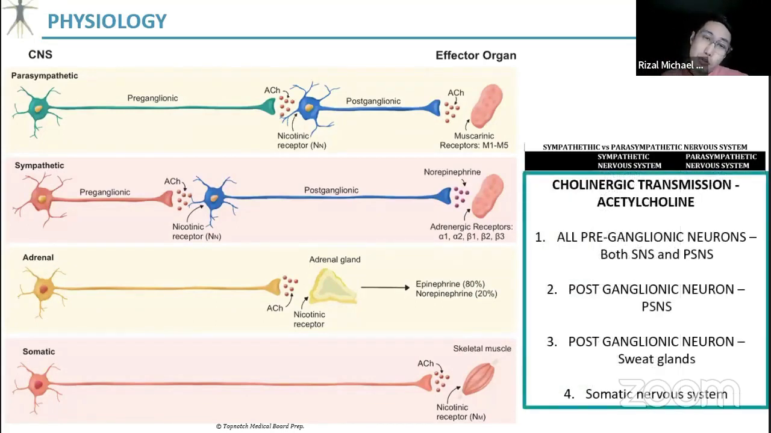So this is one of their favorites, no? So I hope ma-master nyo kung sino-sino yung mga cholinergic transmission. So when we say cholinergic, yung gumagamit ng acetylcholine. So all pre-ganglionic, both para and sympathetic. Okay? Next is post-ganglionic ng parasympathetic. Next is post-ganglionic neuron ng sweat gland. Okay, not here in the image. And then your somatic nervous system. Yan yung mga gumagamit ng cholinergic transmission.